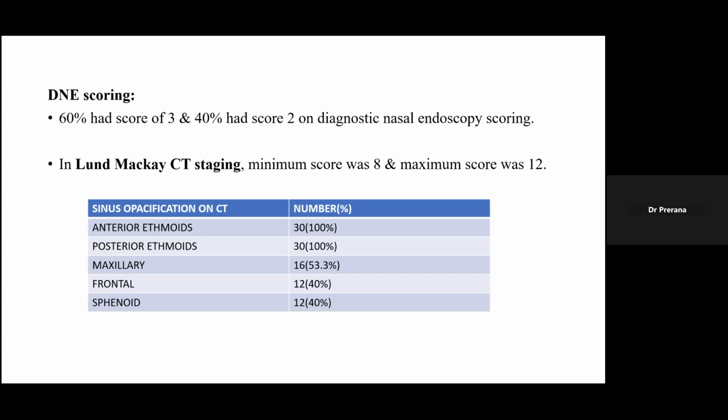If there was partial opacification, score 1. And if there was complete opacification, score 2. And if there is an ostiomeatal block, it was score 2. If the ostiomeatal complex was clear, it was score 0.